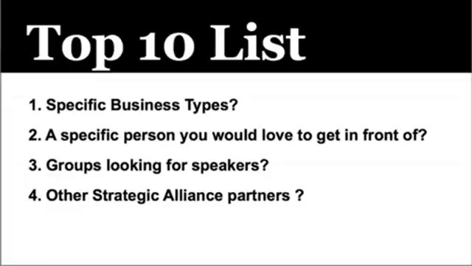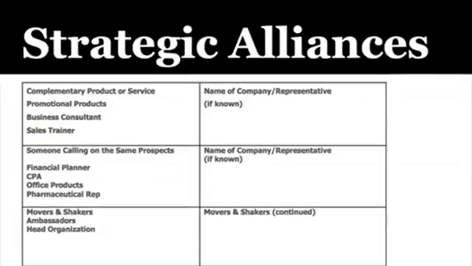So whenever it comes to strategic alliances, remember, you want to go through first and identify who they are. The complementary product or service, someone calling on the same prospects, movers and shakers. And what I want you to do right now is don't just gloss over this. Go ahead below the video down here and fill in who those people are for you right now. Go ahead and put them in there. Put a list of them. If you don't have that many, that's fine.